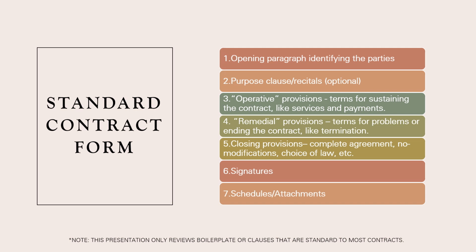A standard contract has these seven following sections: the opening paragraph, which identifies the parties, the purpose clause or the recitals, which is optional. Then it moves on to the operative provisions, the remedial provisions, closing provisions, signatures, and then finally, if there are any schedules and attachments.